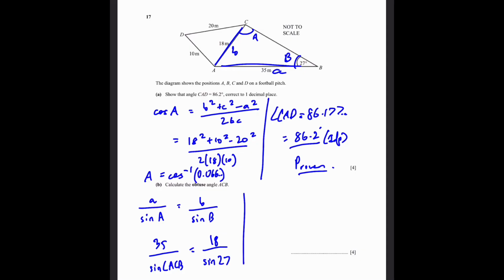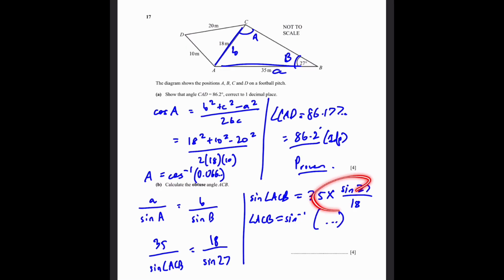And now that means the sine of angle ACB, when you bring it here, so we'll cancel this and multiply by sine ACB, and we bring this fraction to the other side by flipping the fraction. 35 times sine 27 by 18, and angle ACB will be equal to sine inverse of this value, the value over here, just right there. And now we can do this in our calculator.